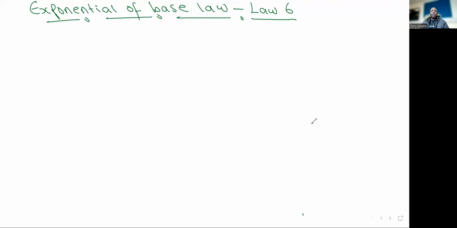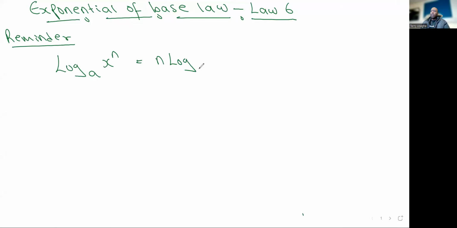So we're talking about the exponential of Bayes' law. Now this is the sixth law in this series. In the previous video, we talked about the exponential law, where we have something like log of a to the power of n. And we agree that in order to solve this, you bring the n down. So it's going to be n log x to base a, all right? But in this video, what we want to talk about is how you solve questions where we have the log with base a to the power of n and a logarithm of a value x, okay?